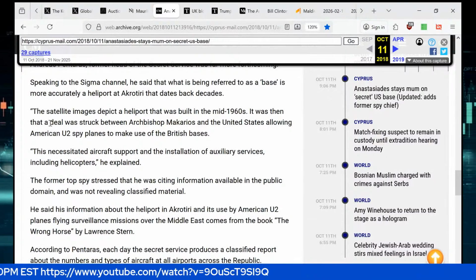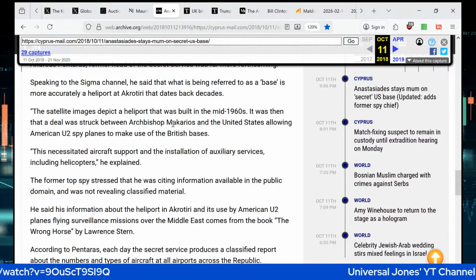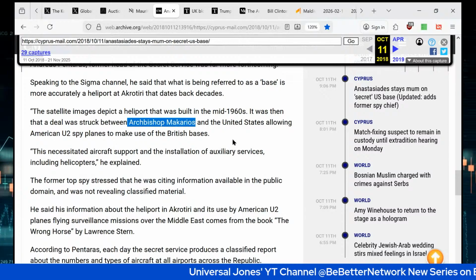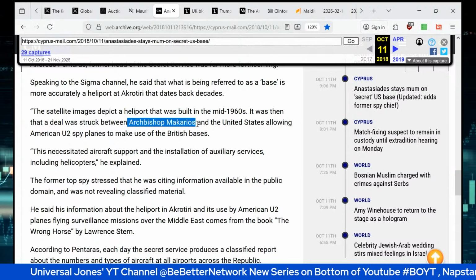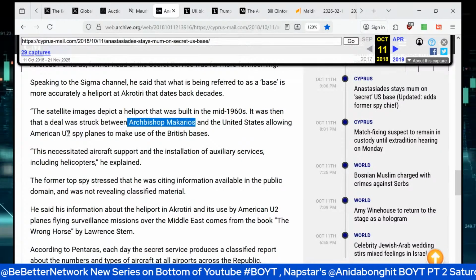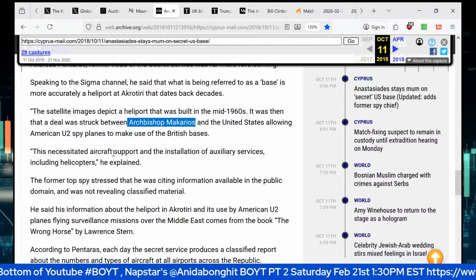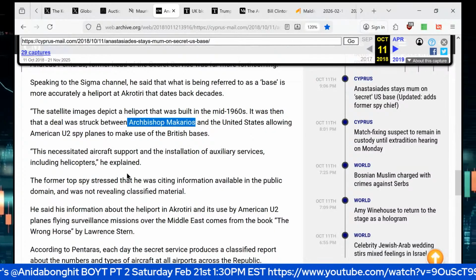It was then that a deal was struck between Archbishop Makarios. So he was the leader of Cyprus at that time, before the Turks and the Greeks on that island split apart, and the United States, following the American U-2 spy planes, to make use of the British bases. This necessitated aircraft support and the installation of auxiliary services, including helicopters, he said.